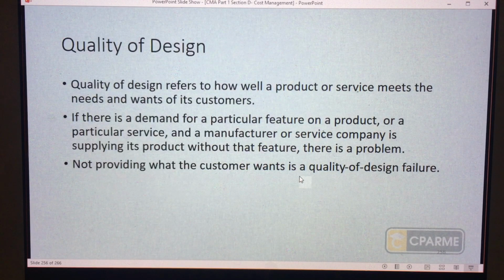Quality of design would refer to how well a product or service would meet yung want and need of the customer. And so if there is a particular demand for a particular feature on the product or a particular service, and a manufacturer or service company is supplying its product without the feature, then meron kang problem kasi that is the basis for your product would be coming from your demand. So eventually kapag hindi mo na-meet yung demand ng market, then you expect that there's also low profitability. So when you do not provide what the customer wants and needs, then it is a quality of design failure.